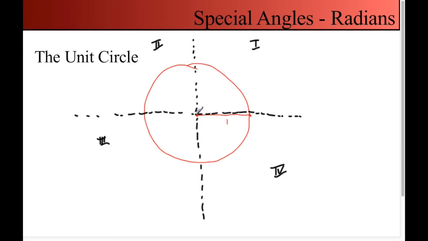Also, notice that from the center of the circle to any outside edge will also always be 1. Therefore, there are values on this circle with coordinates. Like, for example, this point right here on the x-axis only has an x value of 1 and no y value. So that point has coordinates 1, 0.